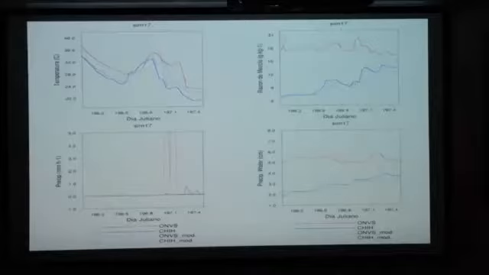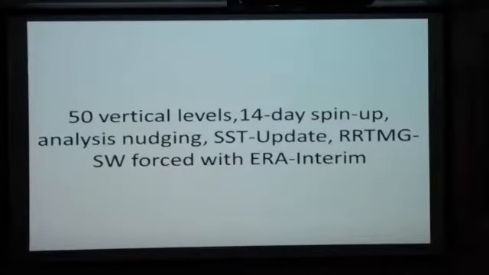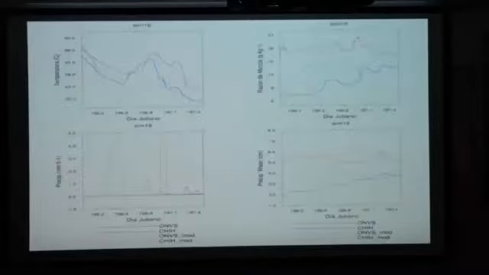Then I did the same thing, but with ERA-Interim, with all the increased vertical resolution, analysis nudging, and SST update, and this did not get any better. We get a lot of precipitation where there is nothing, even when precipitable water is kind of better. But mixing ratio and surface are a lot more than we would expect.